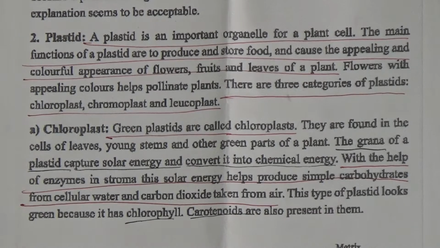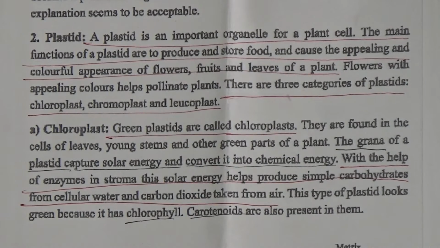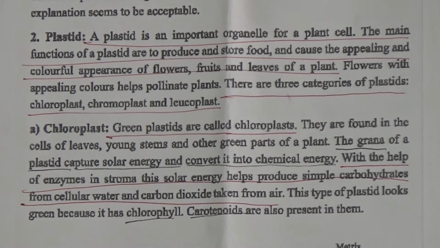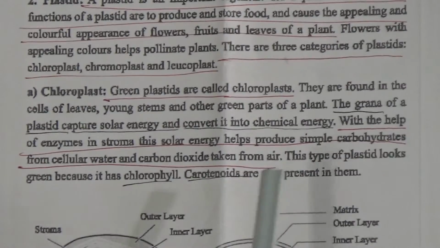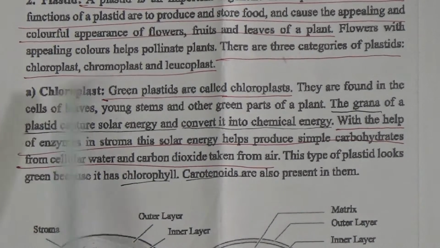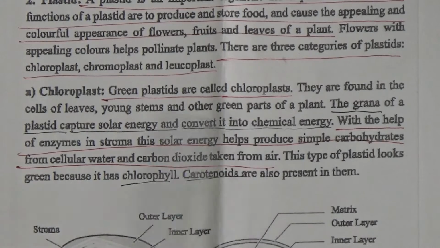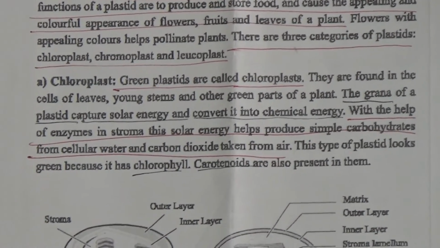Plastid is one kind of colorful organelle. That means plastid is an important organelle in a plant cell. You will find plastid in the plant cell, not in the animal cell. And plastid is of 3 types. First one is chloroplast, and second one is chromoplast, and last one is leucoplast. Chloroplast. Green plastids are called chloroplasts.